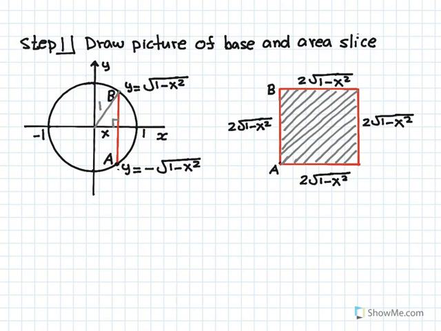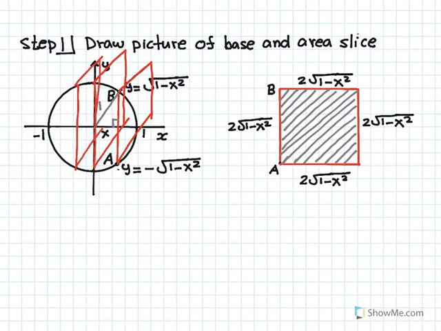Let me see if I can draw this in 3 dimensions just to give an idea of what this looks like in 3D. So basically it's coming out of the page like so. And these squares are coming out of the page, and the integral basically adds them all up. The biggest square, the biggest cross-sectional slice, is actually on the y-axis. And the areas get progressively smaller as x increases from 0 to 1 and as x decreases from 0 to negative 1.